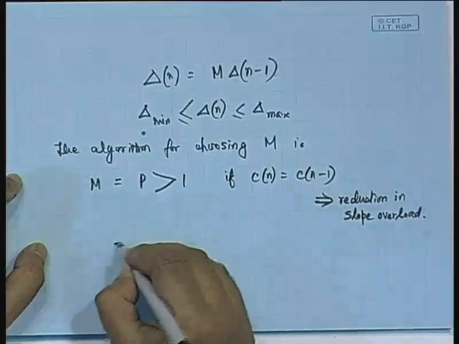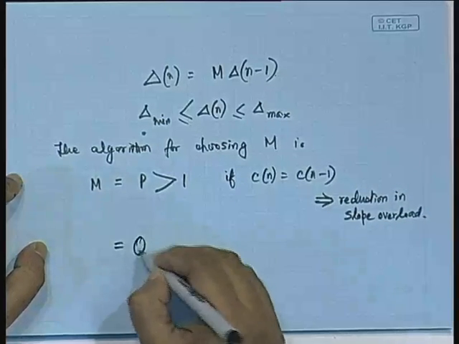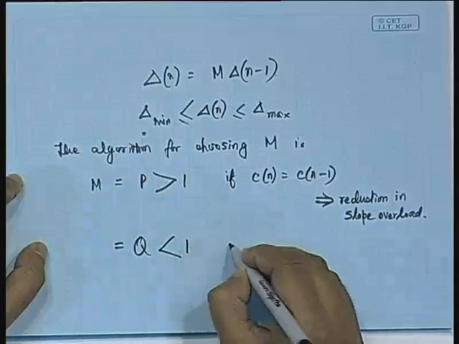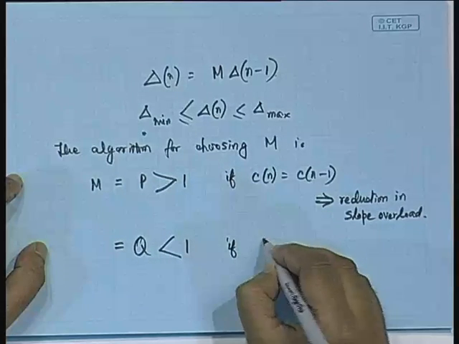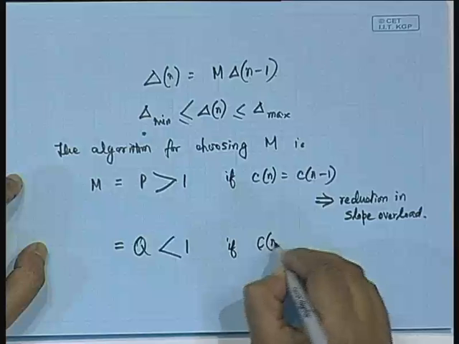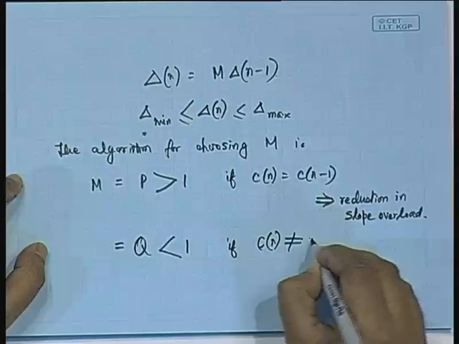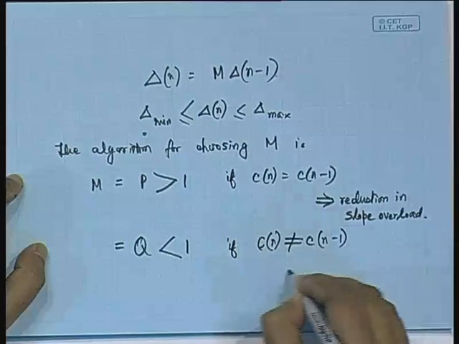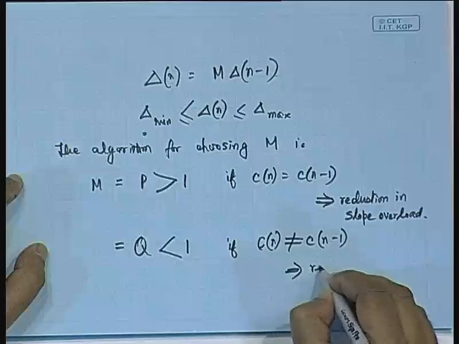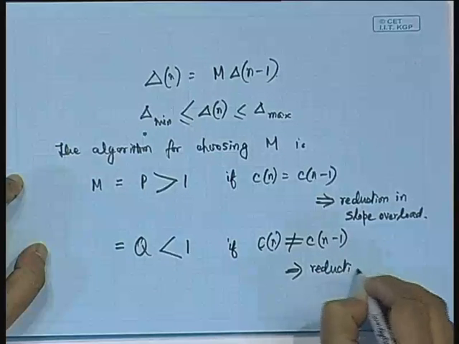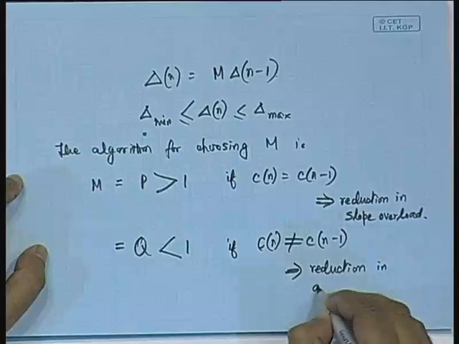And m should be equal to q, which is less than unity, if C of n is not equal to C of n minus 1, and in that case there is a reduction in granular noise.